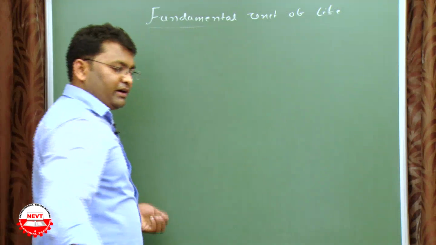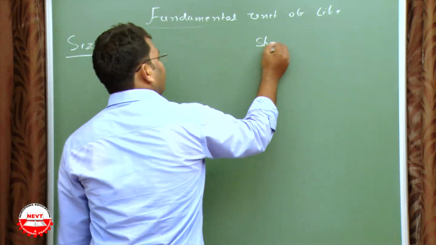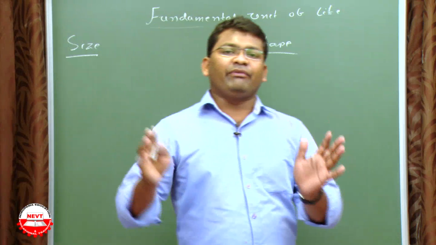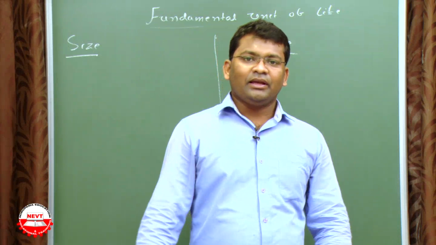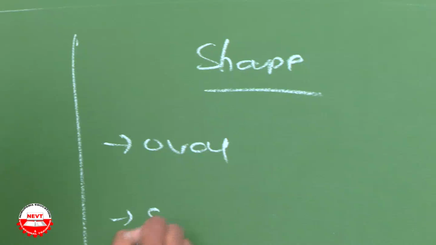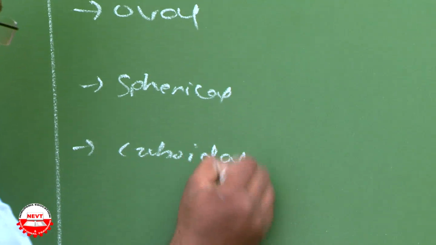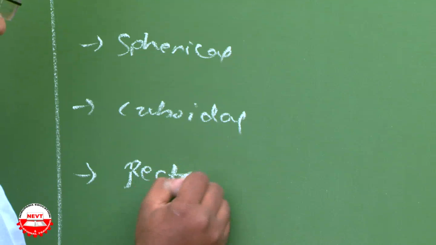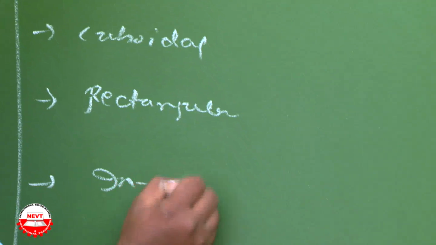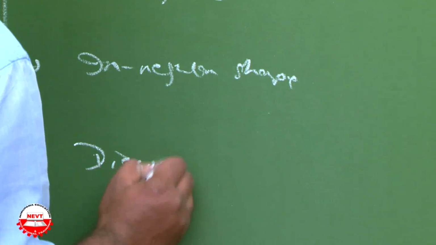If we go to the size part, first we'll discuss size, then shape. See, the shape is linked with the structure. There are different shapes of cells: oval shape, spherical shape, cuboidal shape, rectangular shape, irregular shape, discoid shape.